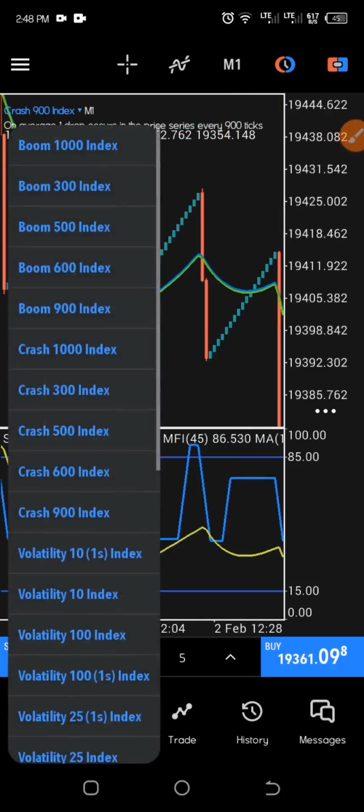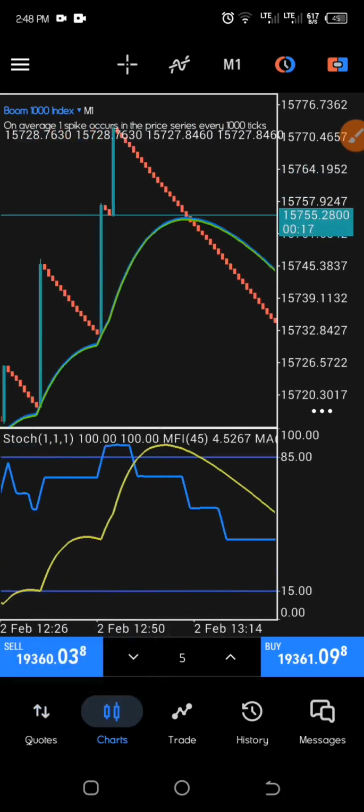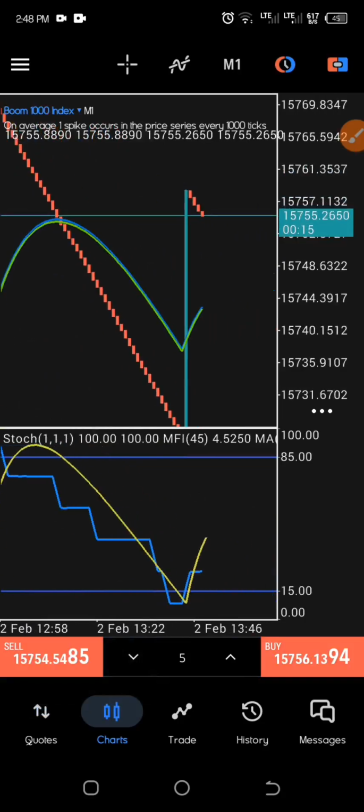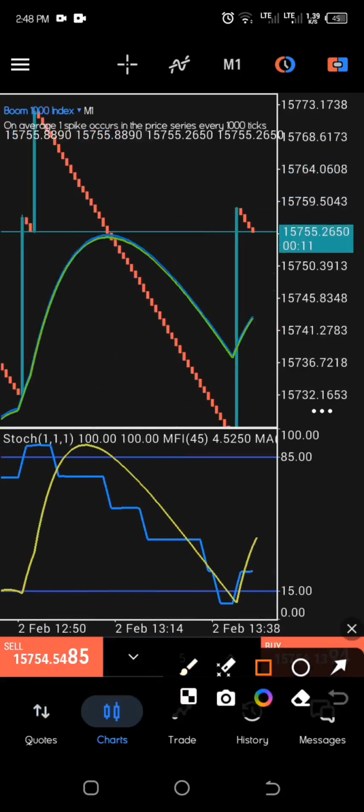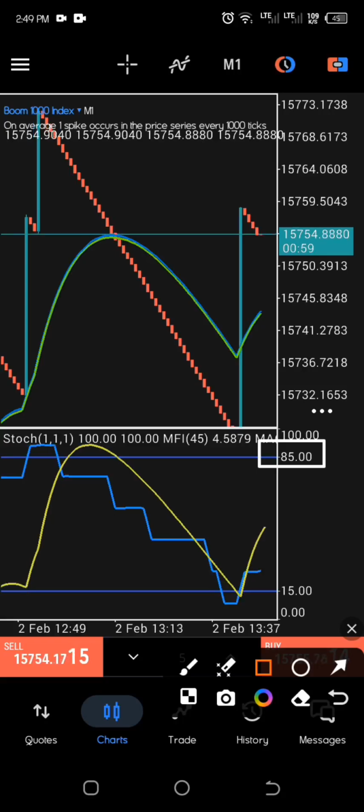So let me show you guys another sample, and I'm going to show you that on Boom 1000 with the recent price. As I've told you already, the first thing we are looking for is the money flow index to come straight to the 12 level of the stochastic oscillator on Boom indices, and on Crash it is going to be the 15 level. Now when it comes to the 12 level on Boom, we want to see it cross below the moving average, which happens right here.